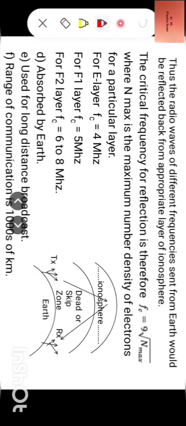Thus, the radio waves of different frequencies sent from Earth would be reflected back from the appropriate layer of the ionosphere. The critical frequency for reflection is therefore Fc = 9√n_max, where n_max is the maximum number density of electrons for a particular layer. For E layer, Fc is 4 MHz. For F1 layer, Fc is 5 MHz. For F2 layer, Fc is 6 to 8 MHz.